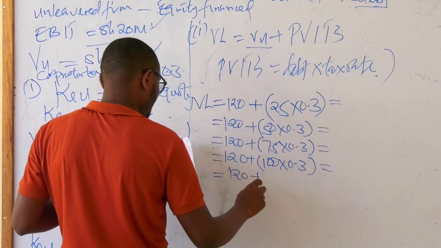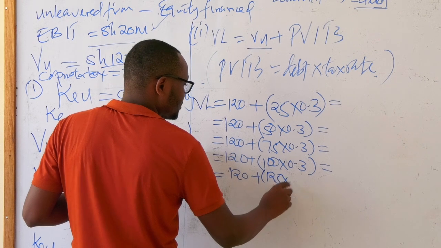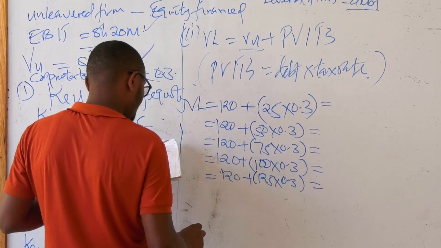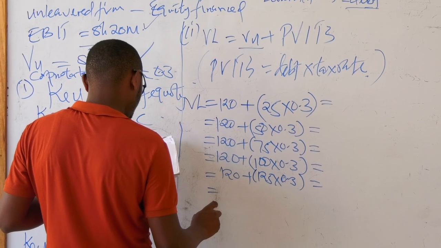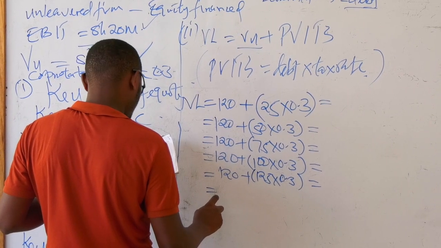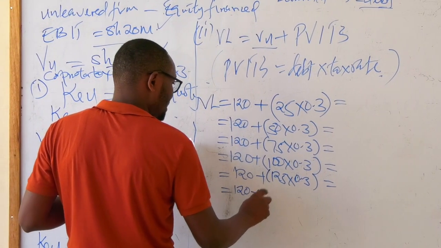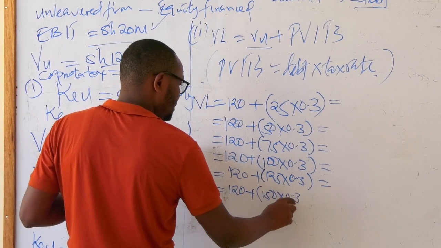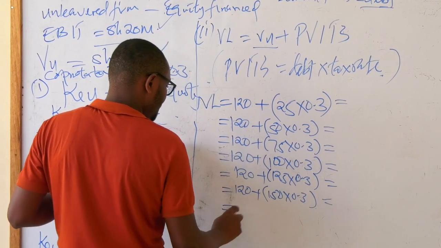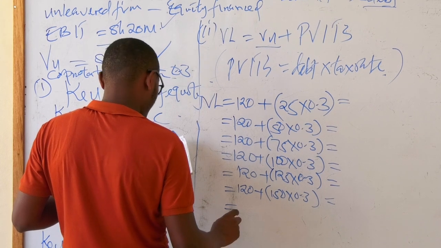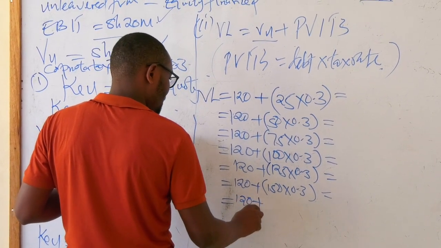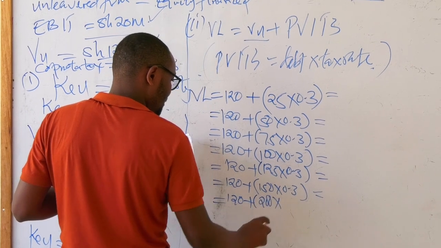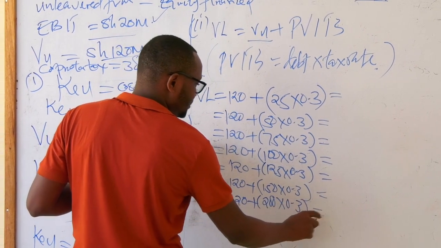Then 120 plus 125 times 0.3 is equal to, and the second last one is 120 plus 150 times 0.3, which we have in brackets. Then we have this one, 120 plus 200 times 0.3 is equal to.